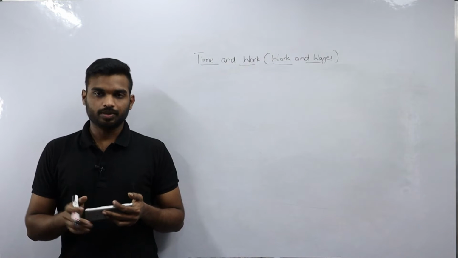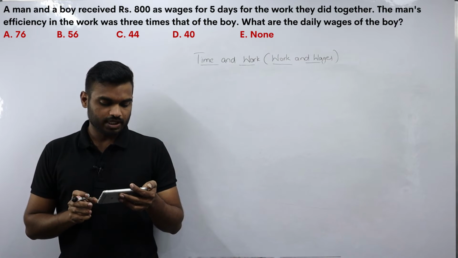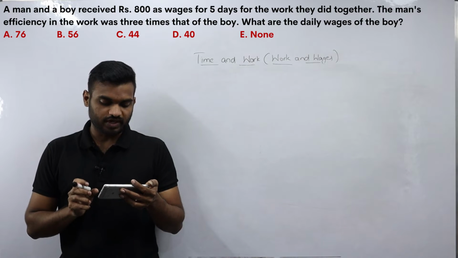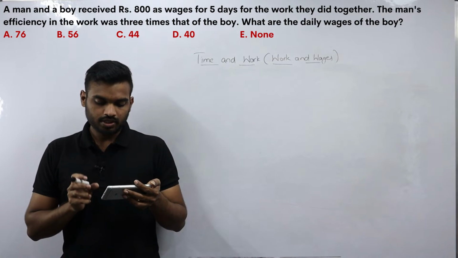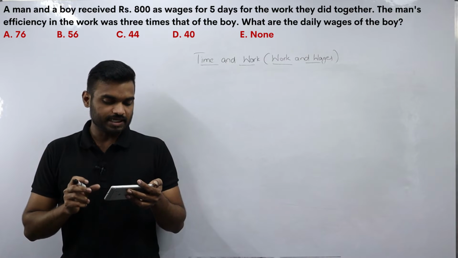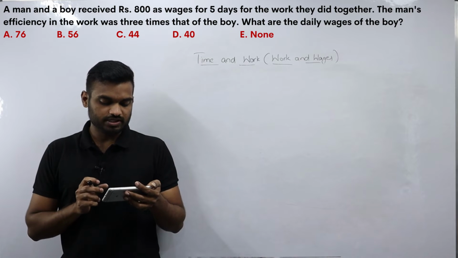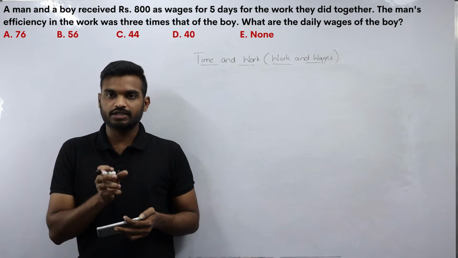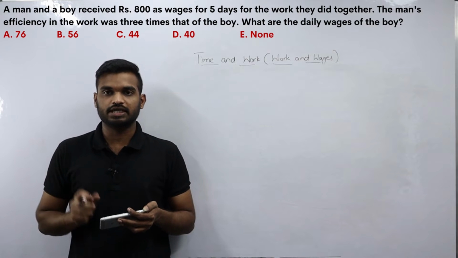Now let's see the second problem. They are saying that a man and a boy received 800 as wages for working together for 5 days. The man's efficiency in the work is 3 times that of the boy. What is the daily wage of the boy? So we need to find the daily share of the boy in that total of 800 rupees.